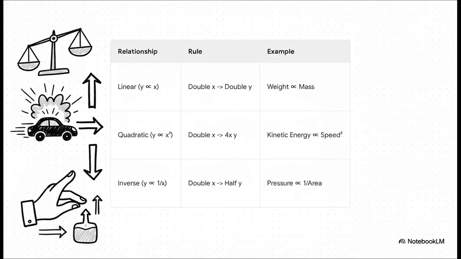Let's look at the big three. First, you've got a linear relationship. You double the input, you double the output. Simple. Like how your weight is directly proportional to your mass.